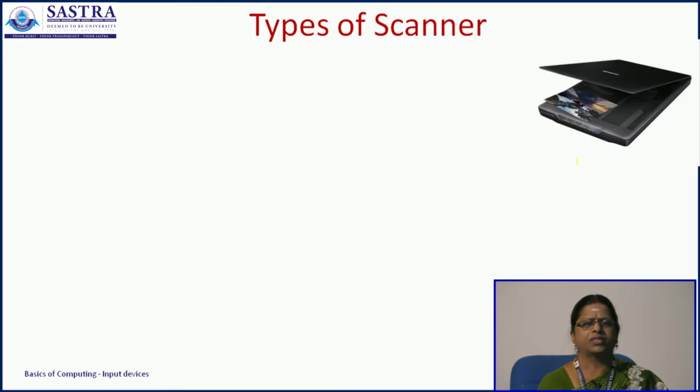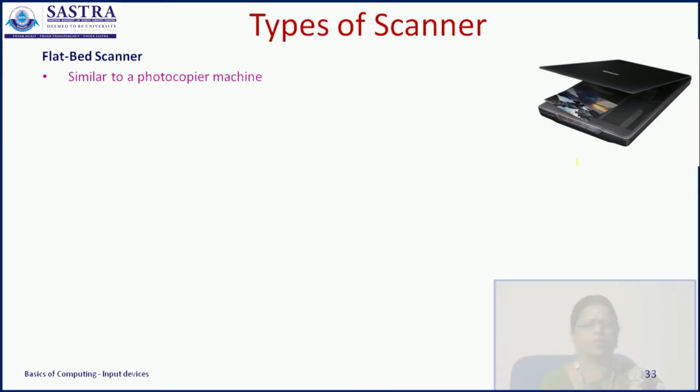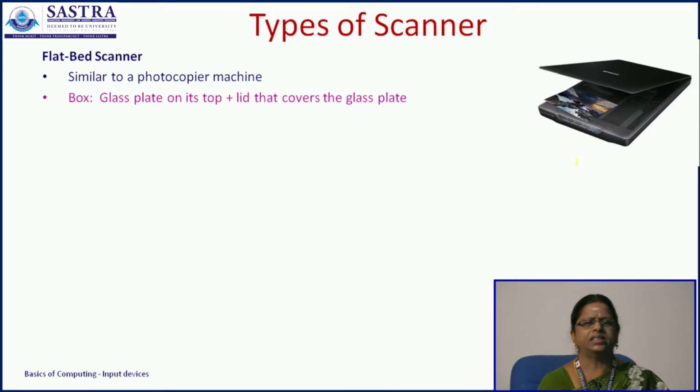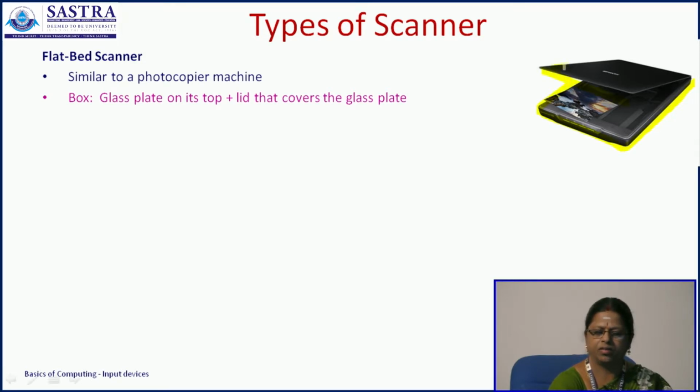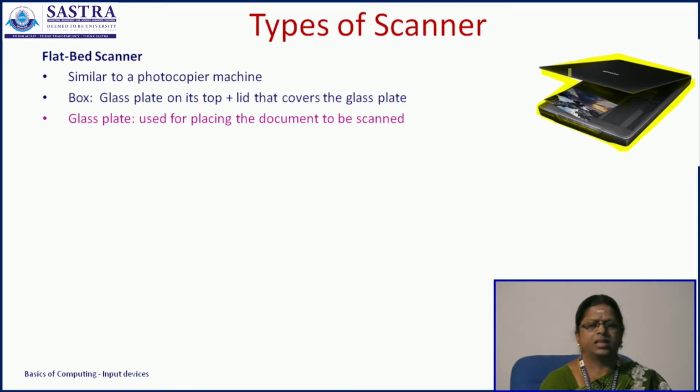The next type of scanner is the flatbed scanner. It is similar to a photocopier machine. It consists of a box which has a glass plate on its top and a lid that covers the glass plate. This is the glass plate. We have got the lid which covers the glass plate. The glass plate is used for placing the document to be scanned.